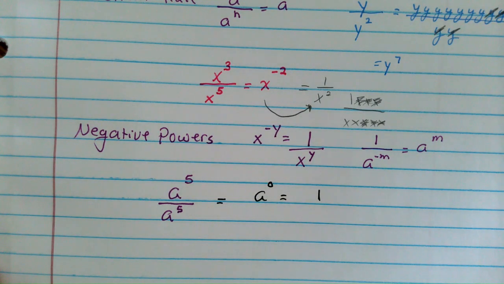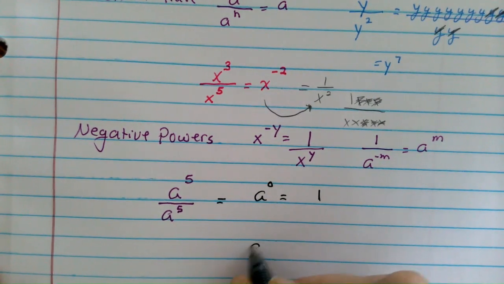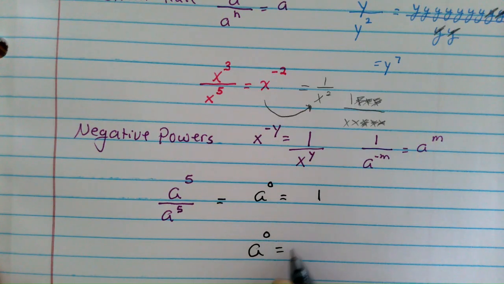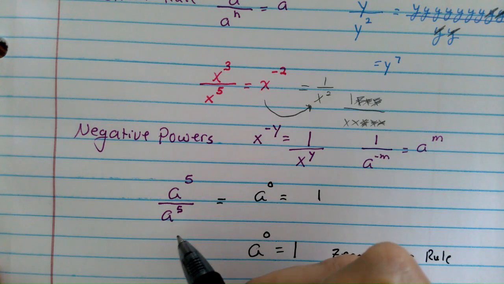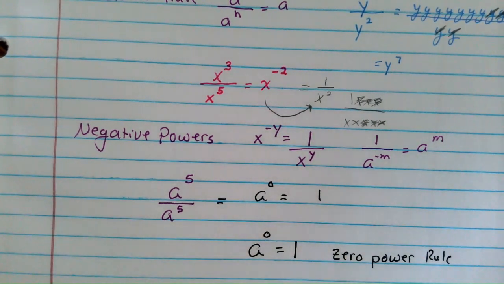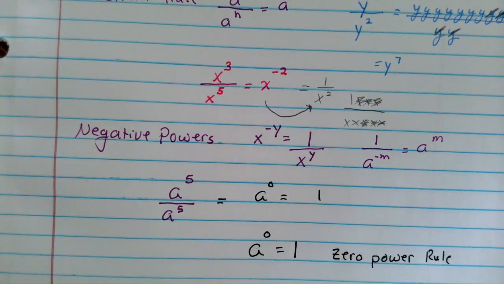And this is why anything to the 0 power will always equal 1. This is your 0 power rule. In case you ever wondered why, you're getting the 0 power by subtracting your exponents, but anything divided by itself is also 1. So anything to the 0 power is like having something divided by itself.